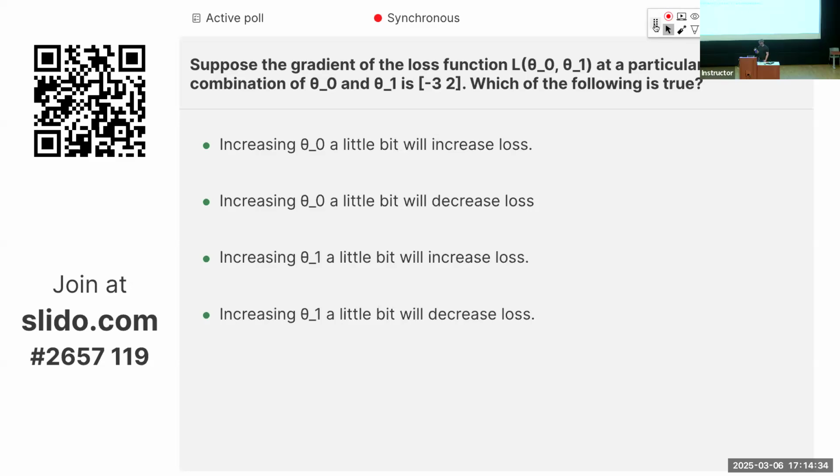And feel free, as usual, to talk with your neighbor. No need to whisper. Think about what that first term means. Think about what that second term means with respect to theta naught and theta 1 and the loss function.